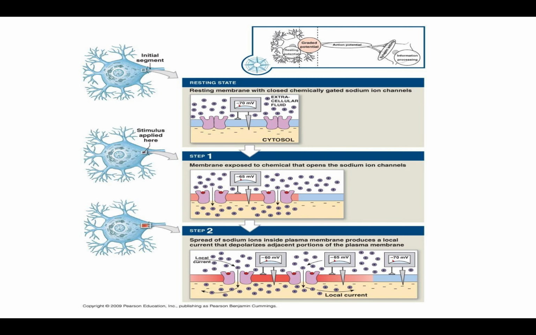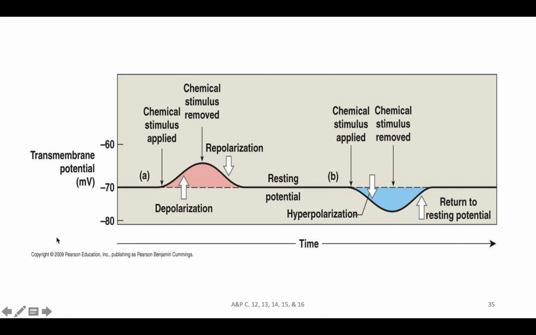So these pictures are just showing you the resting state and when the neuron is receiving the stimulus and building that graded potential. And again, you can see the difference between depolarization, repolarization, and hyperpolarization here. Depolarization is when we're rising above negative 70 millivolts. Repolarization is when you go back to it, and hyperpolarization is when you dip below it.